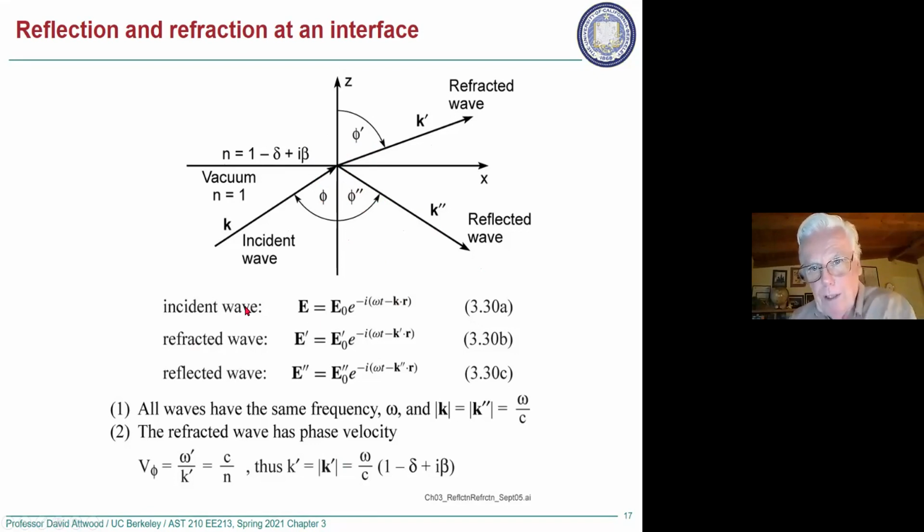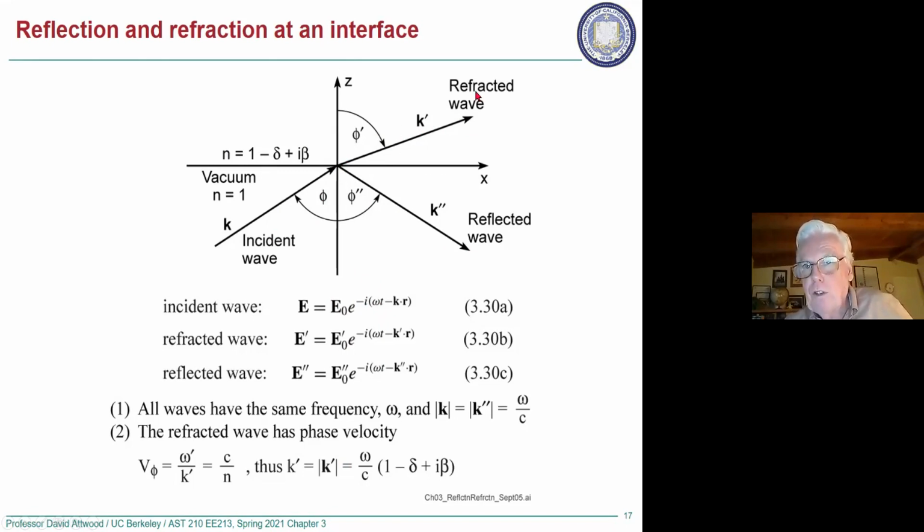Our incident wave in its normal form has some amplitude E0, and this is the phase variation, okay? Then there's a refracted wave and a reflected wave, and they all have the same frequency. You can imagine the incident wave coming to the origin of our coordinate system, oscillating up and down with some frequency, driving the reflected wave and the refracted wave, and they all have to have the same frequency. No getting around that. But the propagation in the material or out here will depend on the refractive index, as we saw before, okay?